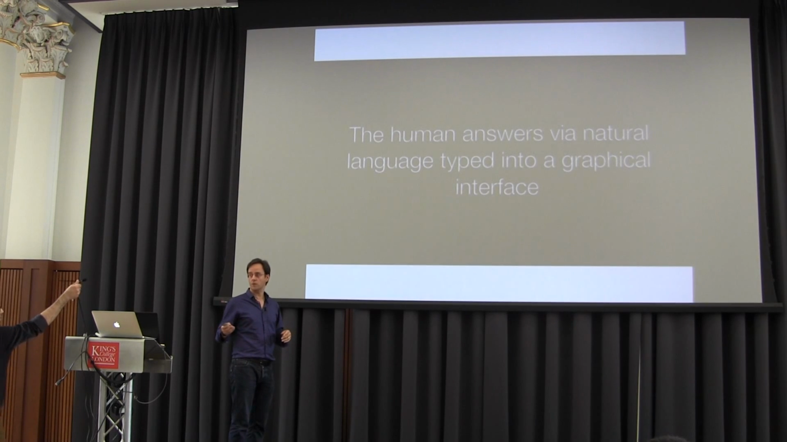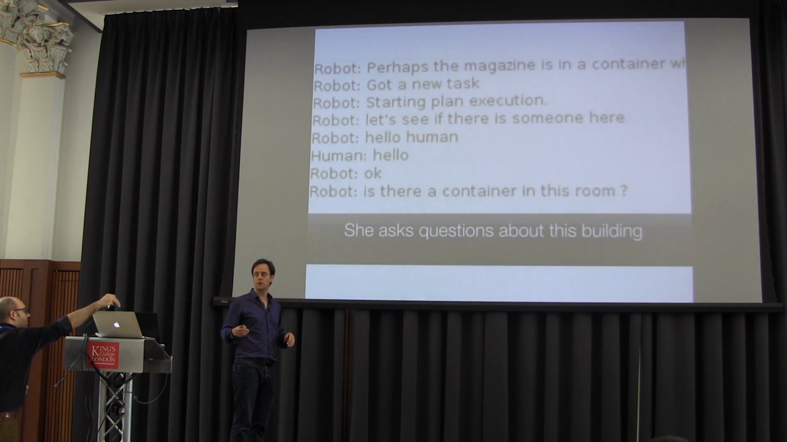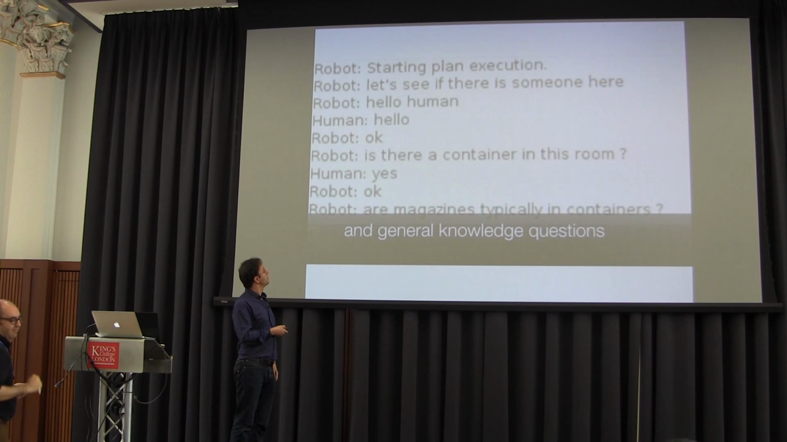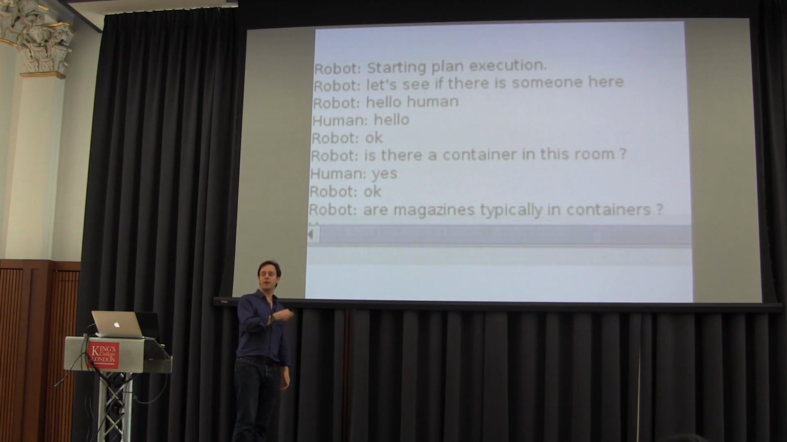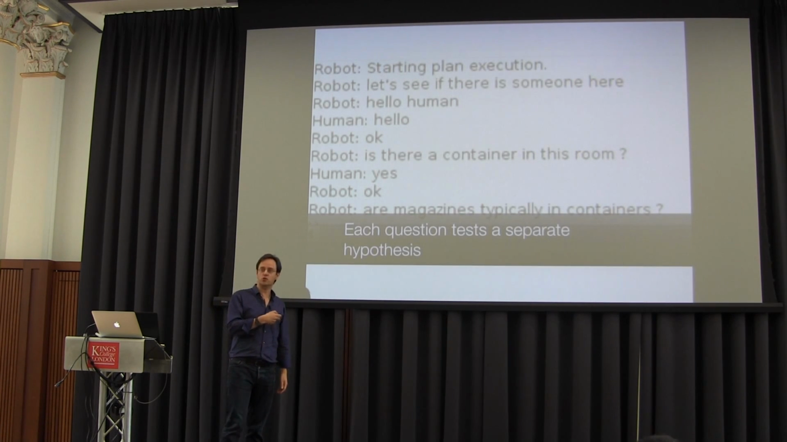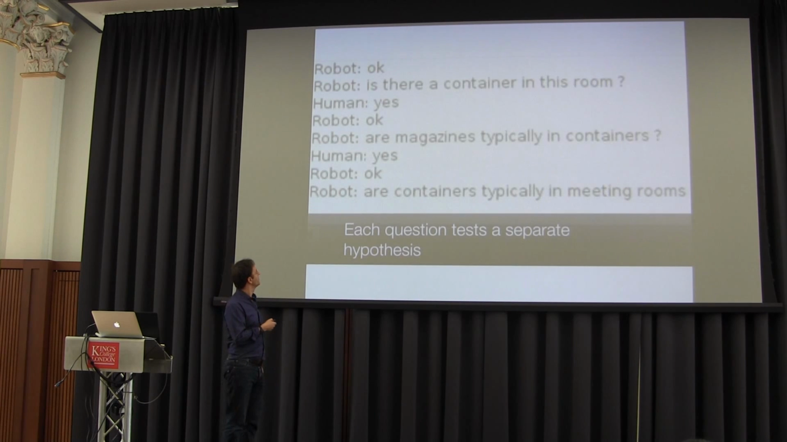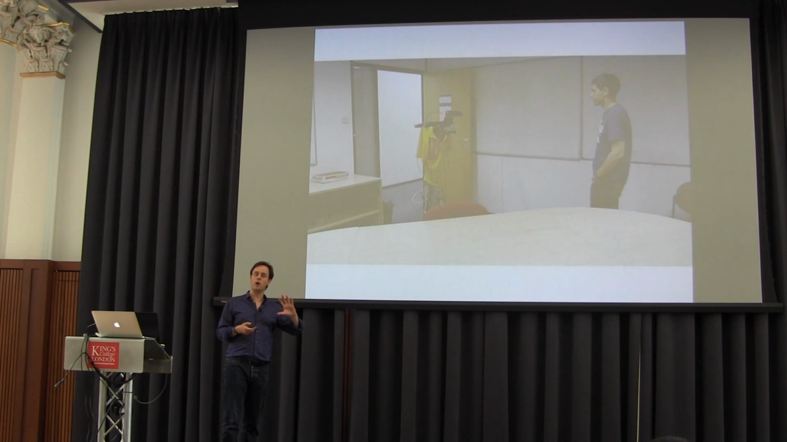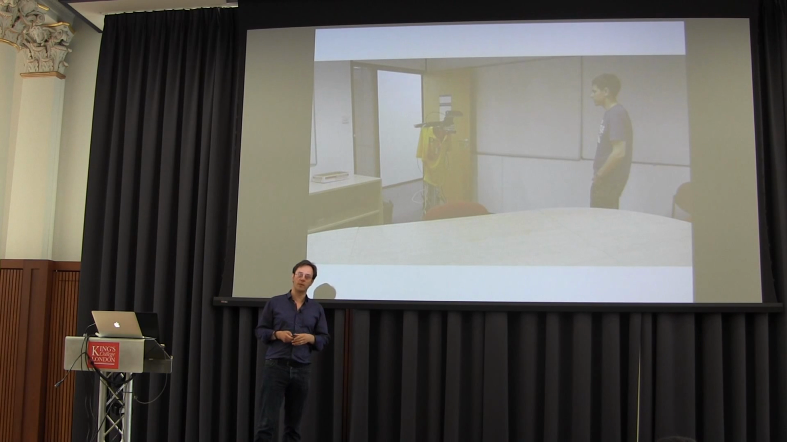We don't use speech, we just type the natural language, but we're going to speak it for your purposes. Is there a container in this room? Yes. So this is a question about the instance world. Well, magazines typically in containers. That's a hypothesis about new default knowledge. So it's a fairly strange robot in some sense. Well, containers typically in meeting rooms. Yes. Okay. And the final question: is there a magazine in the container? Another instance question. So there's two hypotheses that it's formed that are about instance knowledge and two that are formed about general knowledge.